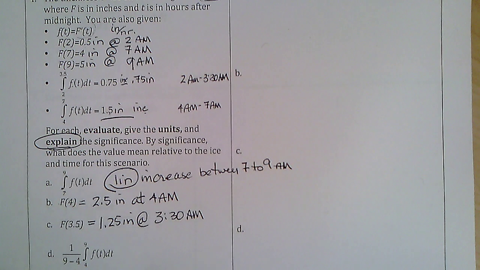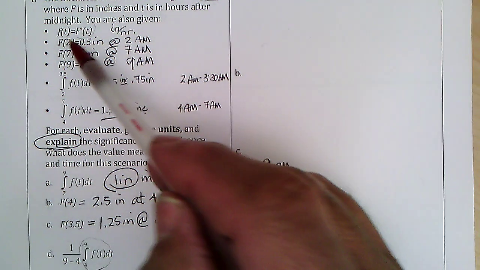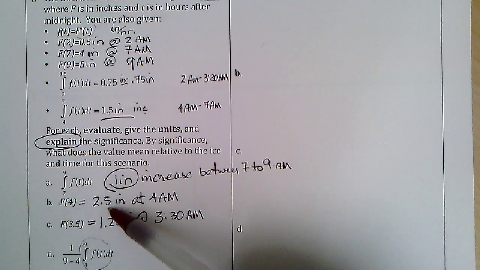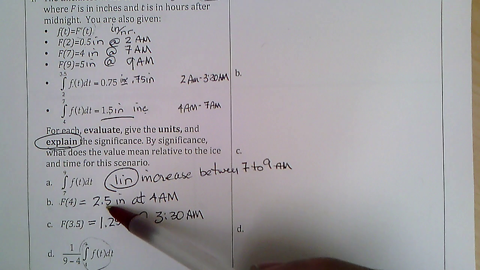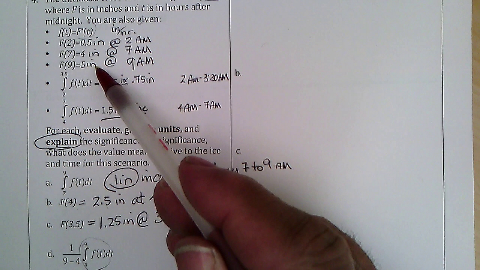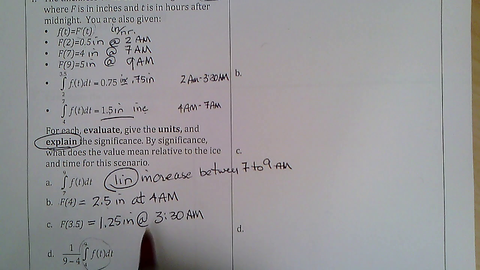Now the tricky one. So this is how much it increases from 4 to 9. Let's see. From 4, we figured out at 4 it was 2.5 inches. At 9, it's 5 inches. So the increase is 2.5 inches.